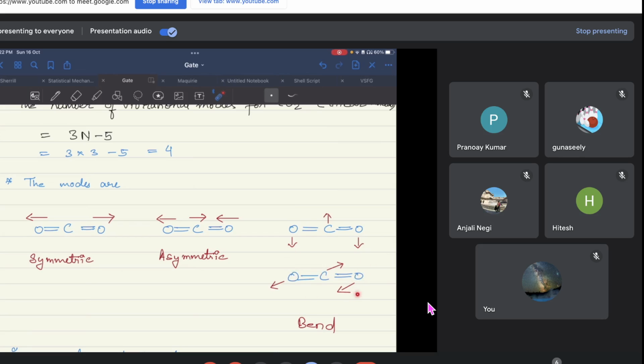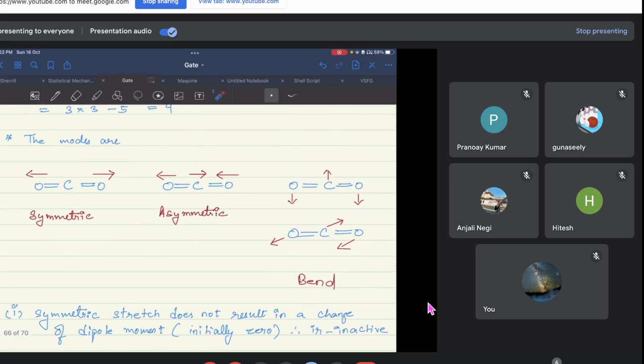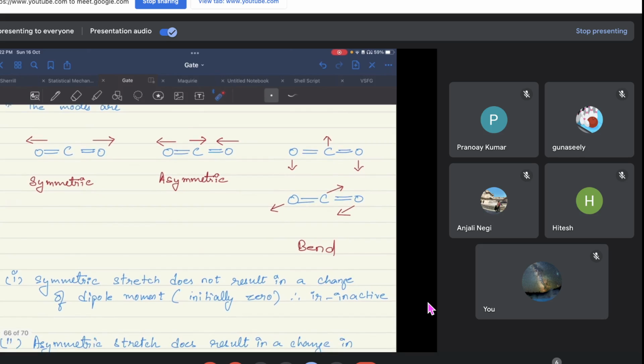You can see here. Okay. And so now, to find out the IR active modes among these four, we have to keep in mind whether it changes the dipole moment or not. So the symmetric stretch, talking about the first one, does not result in a change in the dipole moment.